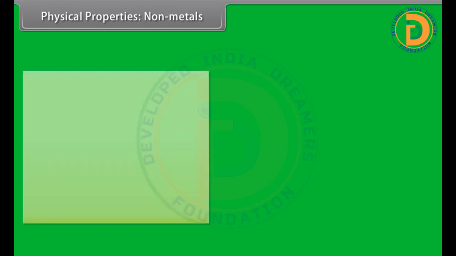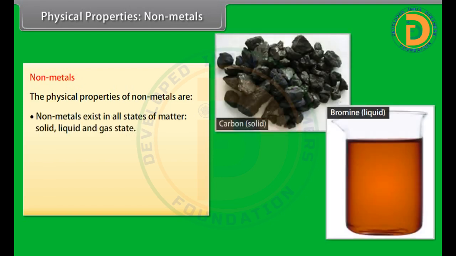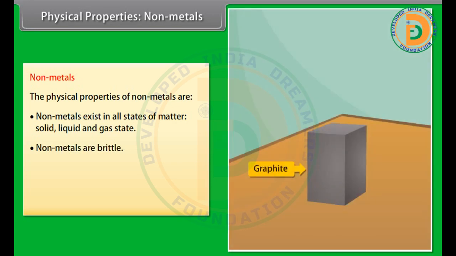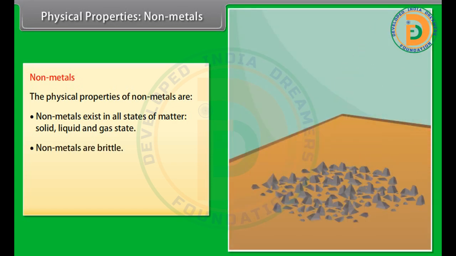Physical properties. Non-metals. Let us now look at the physical properties of non-metals. Physical state. Non-metals exist as solid, liquid, or gaseous in state at room temperature. Gas, oxygen, chlorine, fluorine. Liquid, bromine, and solid, carbon. Non-malleable and non-ductile. Non-metals are brittle and cannot be rolled into wires or beaten into sheets.